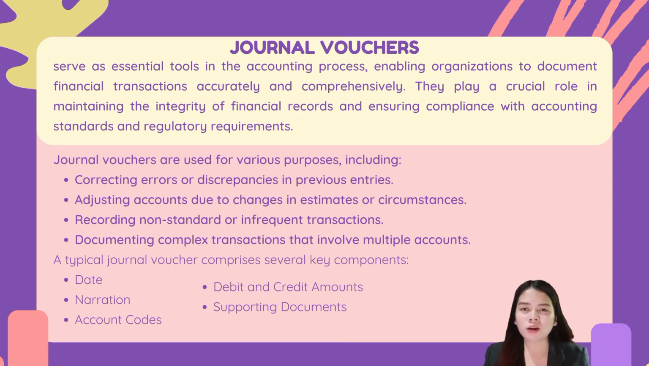A typical journal voucher comprises several key components. First one is the date. It is the date on which the transaction is recorded. Next is narration. It is a brief description of the transaction's nature and purpose. Third is the account codes. These are the account numbers from the chart of accounts affected by the transactions.